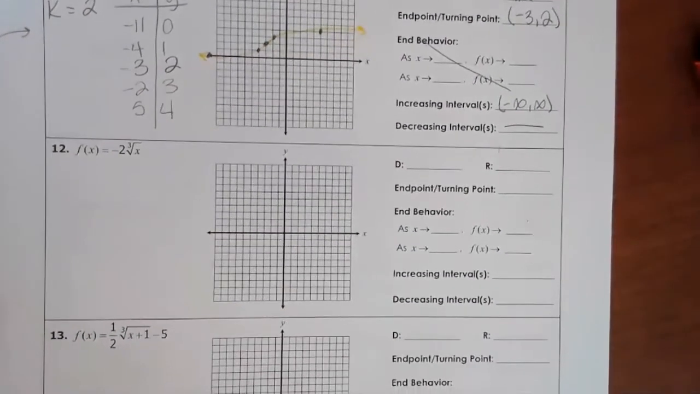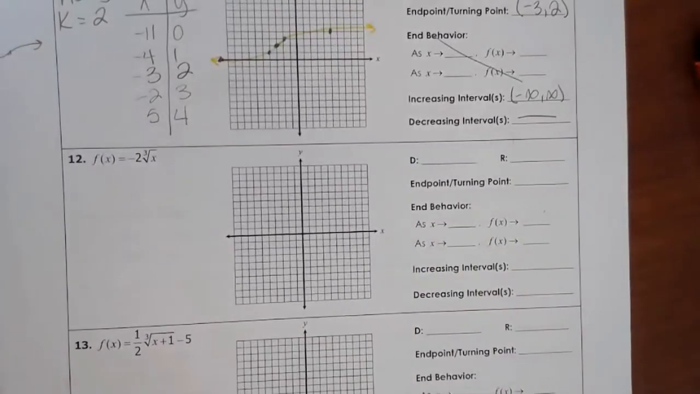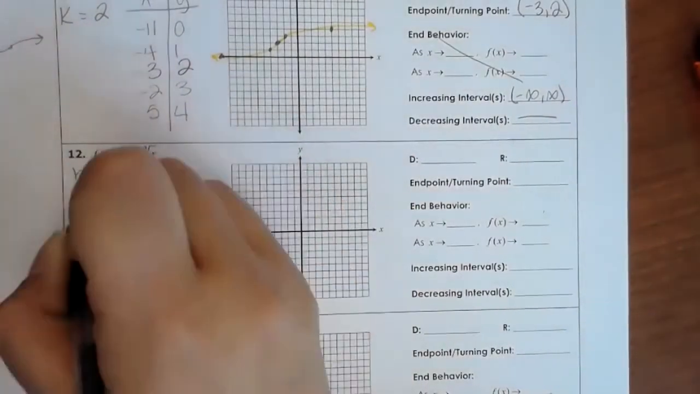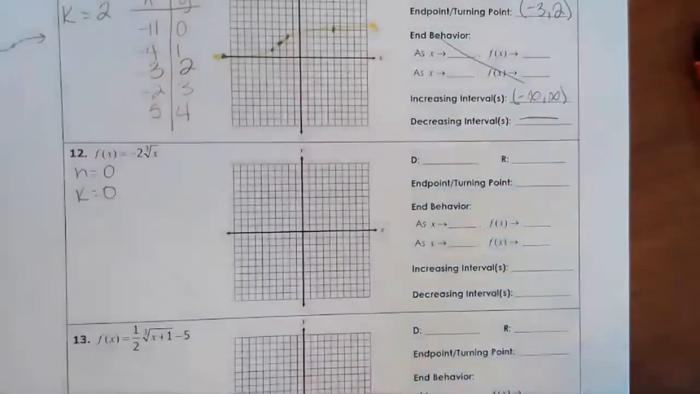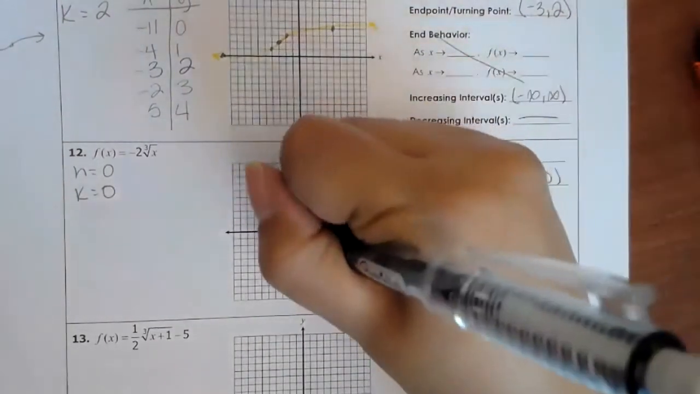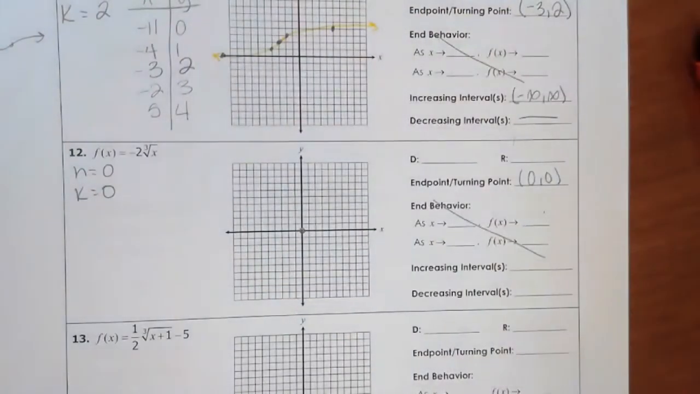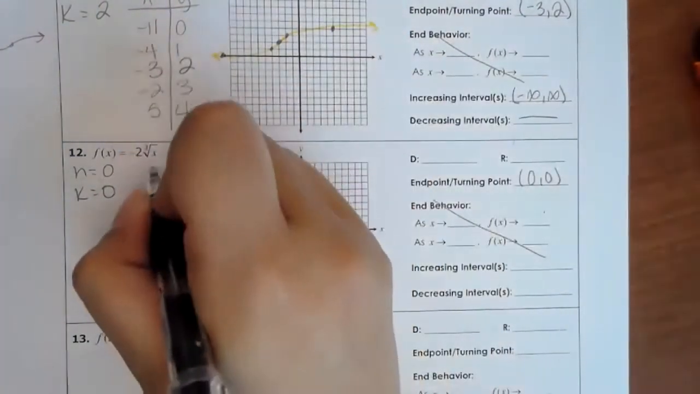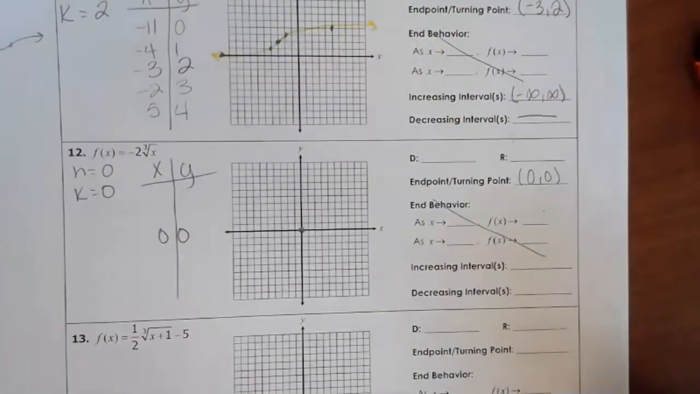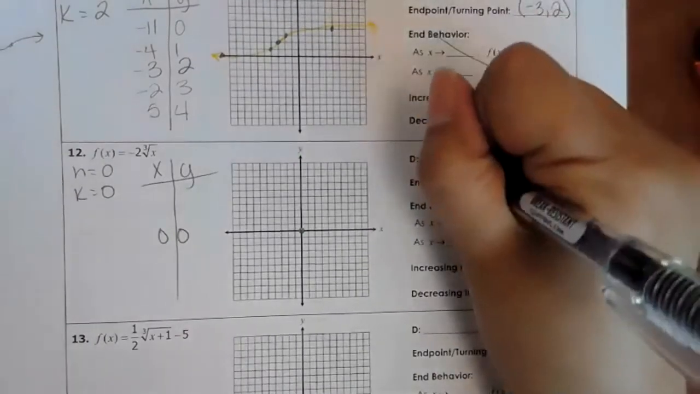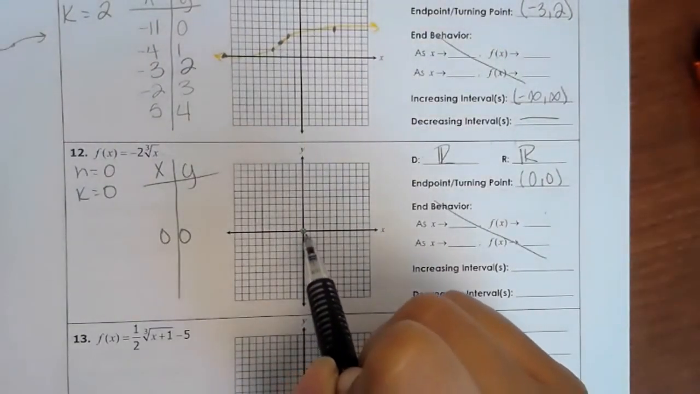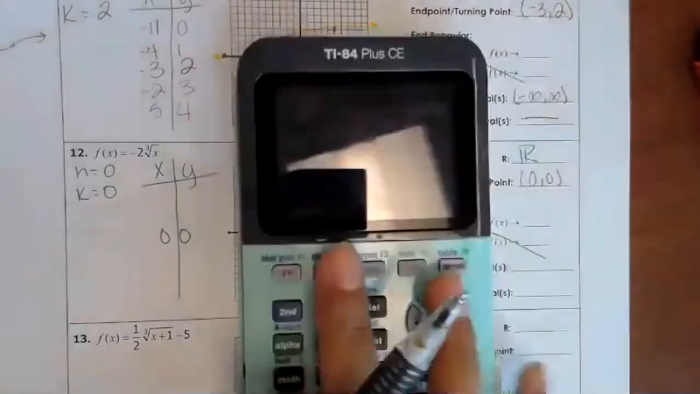And then I'm going to do 12, and then that'll be it. So h, notice, is not there, and k is not there. So they're both 0. That is your turning point, 0, 0. All right, let's see. The domain and range is all real numbers since we're working with a cubic.